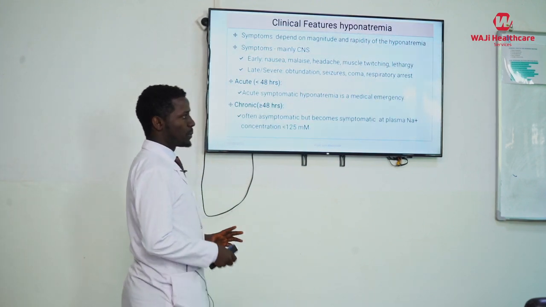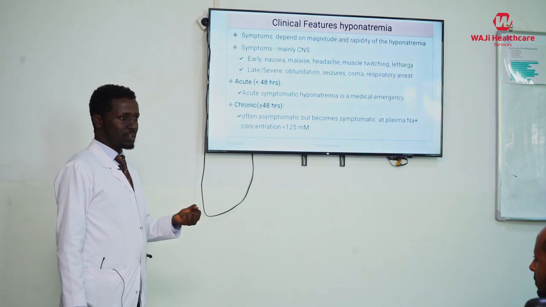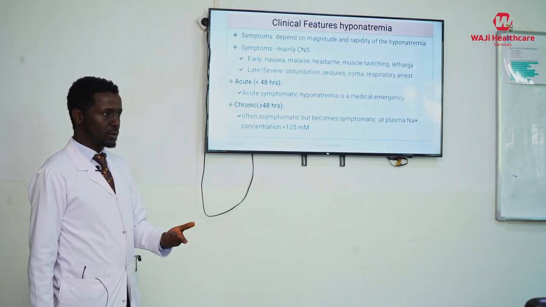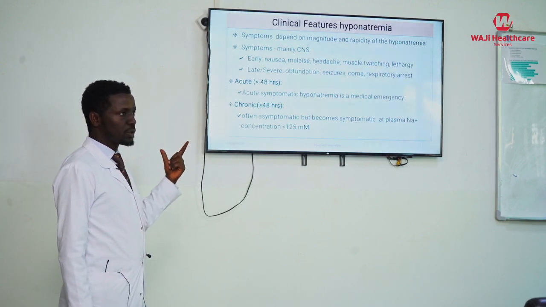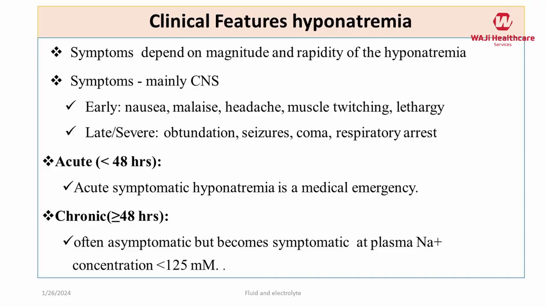We can classify them as acute if the hyponatremia is less than 48 hours. Knowing whether it is acute or chronic is very important, because management depends on it. Acute hyponatremia is a medical emergency, so we need to rapidly correct the sodium, otherwise the patient will progress into coma, respiratory failure and death. The chronic one is usually after 48 hours, when the body has compensated.